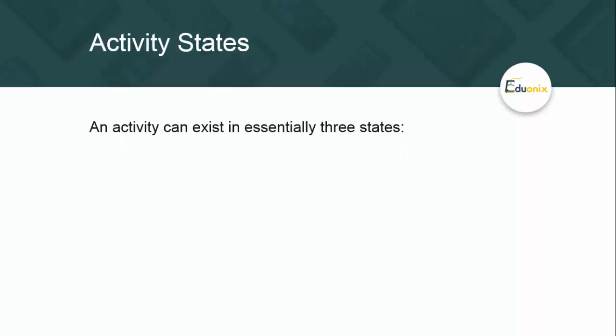An activity can exist in the following three states. Resumed. In this state, the activity is in the foreground of the screen and has the user focus. Paused. In this state, one activity is in the foreground and has the focus. Then, there is another activity that is visible on top of this one, but it is partially transparent or does not cover the entire screen.